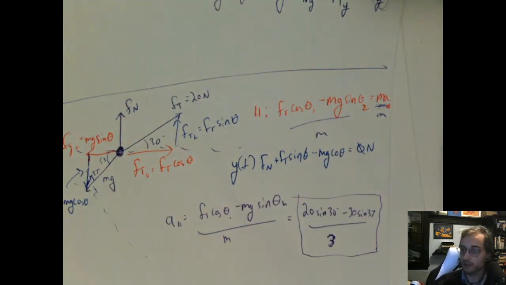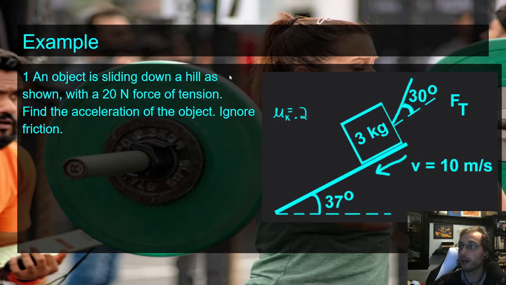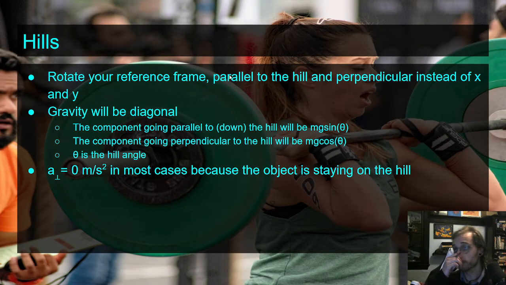I do think it's worthwhile to sort of summarize everything that we did there. But that's pretty much how you do these problems. So in particular, once you rotate your reference frame, think of it as parallel to the hill, as in going up or down the hill, and perpendicular to the hill, as in smushing into the hill or pulling off the hill, instead of X and Y. And when you do that, gravity will be diagonal. One of the few things all year that honestly I just memorized because the geometry is weird for it.